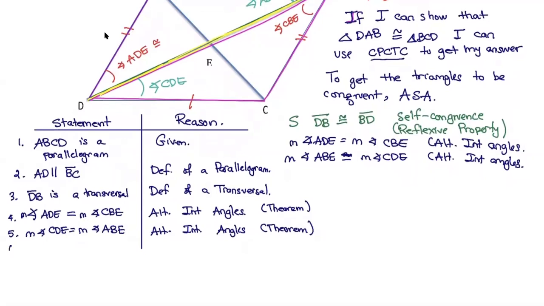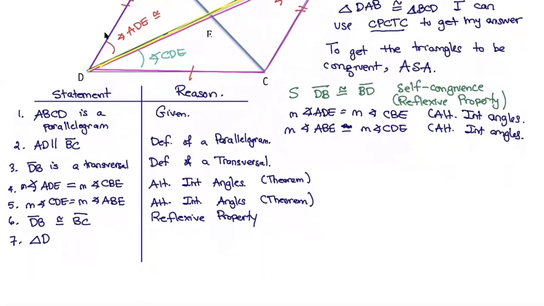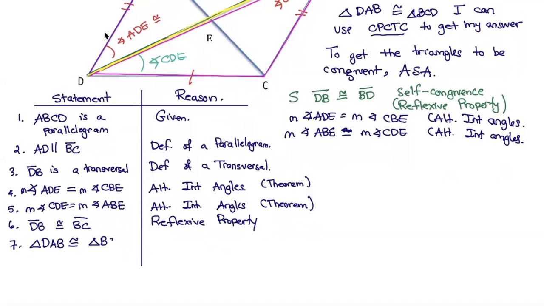Consequently, we now have the last part of this, which is that DB is going to be congruent to itself. And that is on account of the reflexive property. So now I have the two angles and the included side. So I can conclude by the ASA theorem that triangle DAB and triangle BCD are congruent to each other by the ASA theorem.